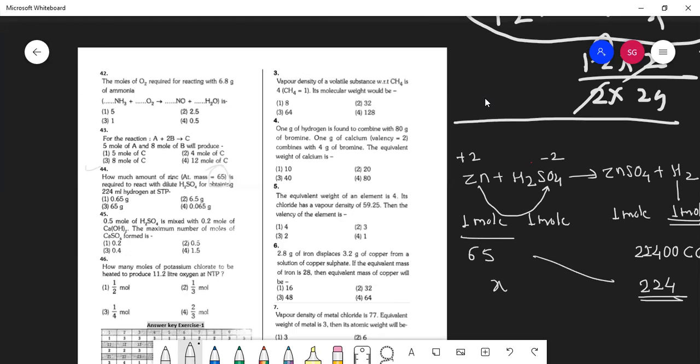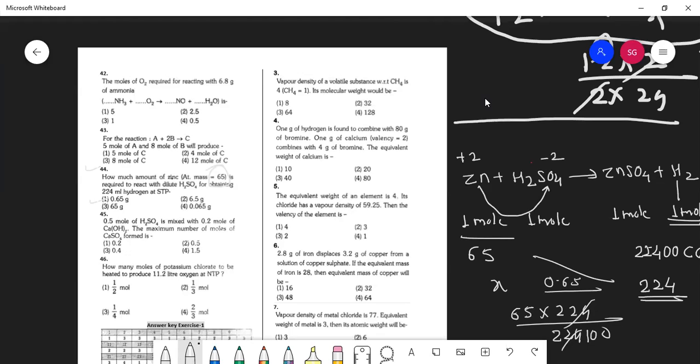Cross multiply and see it. 65 into 224 upon 22400. Ones are divided by 100. So it will be 0.65. Is there any other option like this? Yes, option first. Understood? Yes, sir.